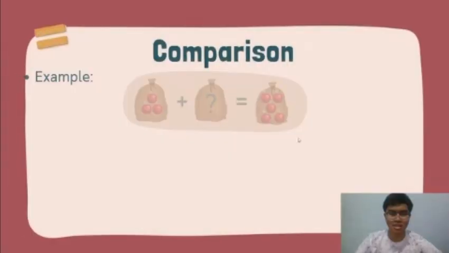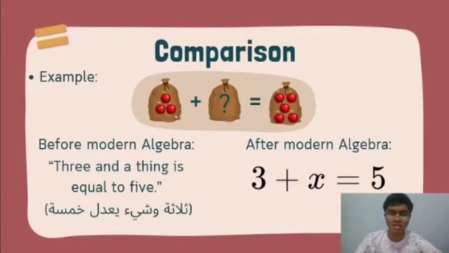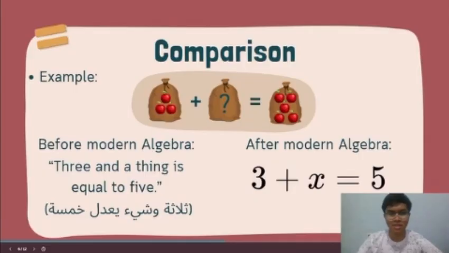Now this is the comparison. Like example, 3 apples plus a noun is equals to 5. Before modern algebra, they just write it like this. 3 and a thing is equal to 5, which is a literal translation of this. I mean, it is quite effective, but it's not as efficient because when there's a complex equation, it's gonna take a lot of time just to write the equation before actually solving them.